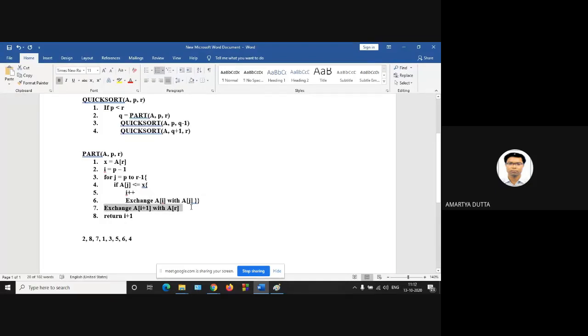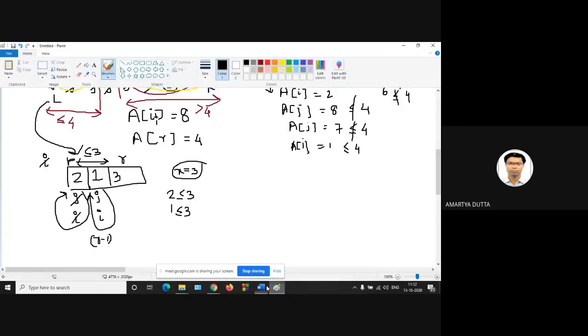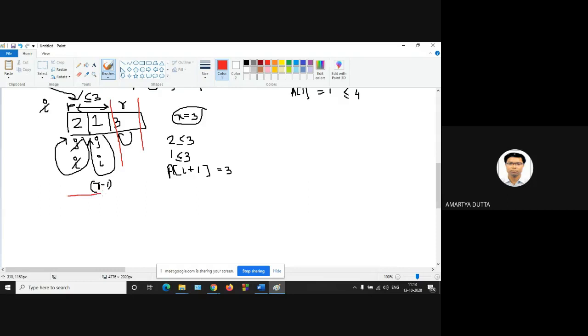Now line number 7. What will be the line? Exchange Ai plus 1 with Ar. So what will be Ai plus 1? Here Ai plus 1 is 3, and this is exchanged with Ar. So 3 is exchanged with itself. So this is the pivot point, Q point or X. This is placed in its proper position.